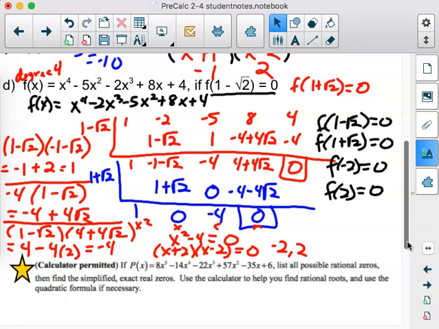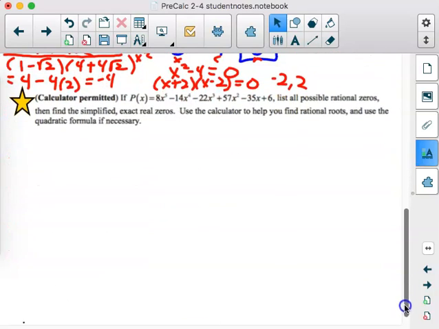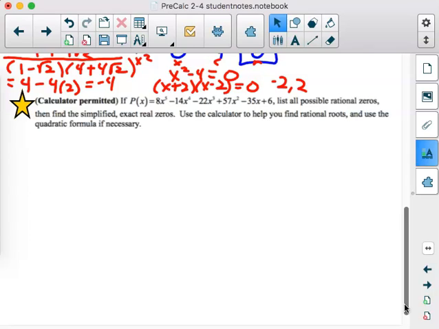If we go in and we have no idea what any of our zeros would be, and it's not a quadratic, we've got to find them somehow. So if they don't give them to us, then we've got to grab the graphing calculator. So this one says calculator permitted for a reason. It says if p of x equals 8x to the 5th minus 14x to the 4th minus 22x to the 3rd plus 57x squared minus 35x plus 6, list all the possible rational zeros, then find the simplified exact real zeros, use the calculator to help you find rational roots, and use, oh, no.